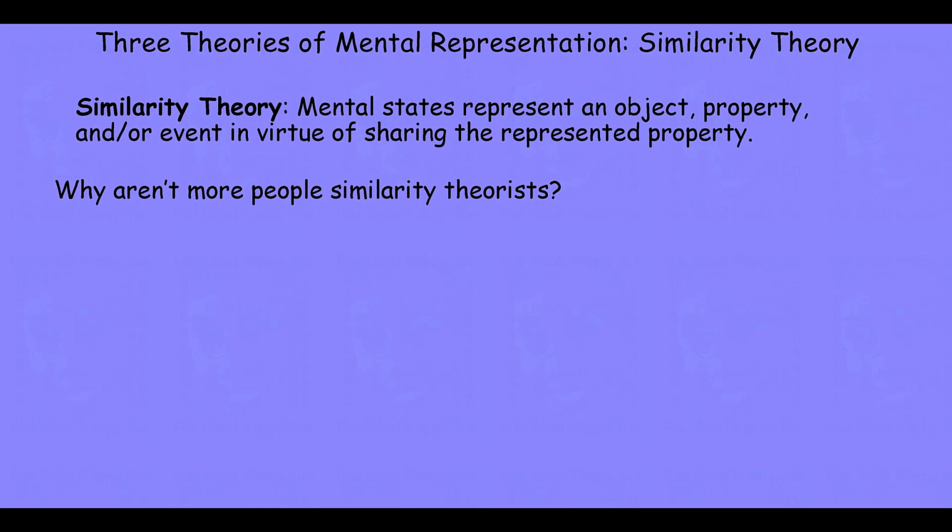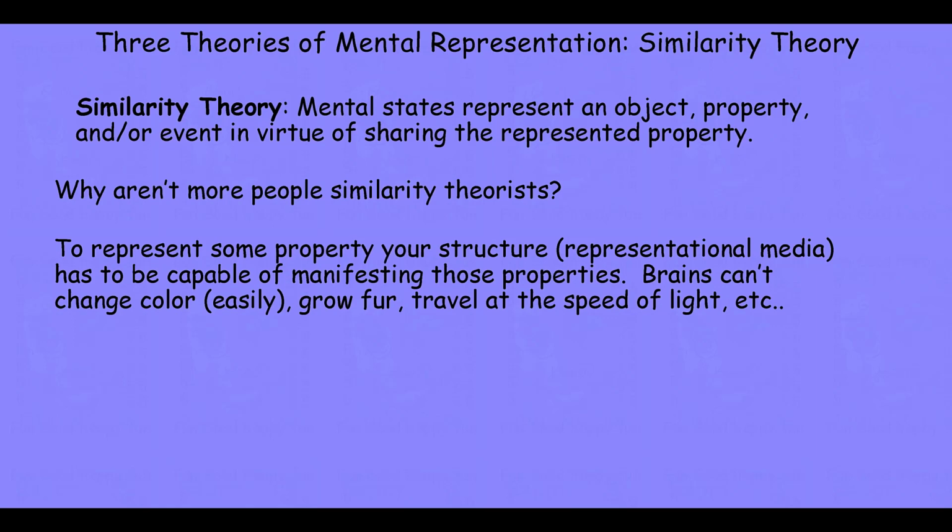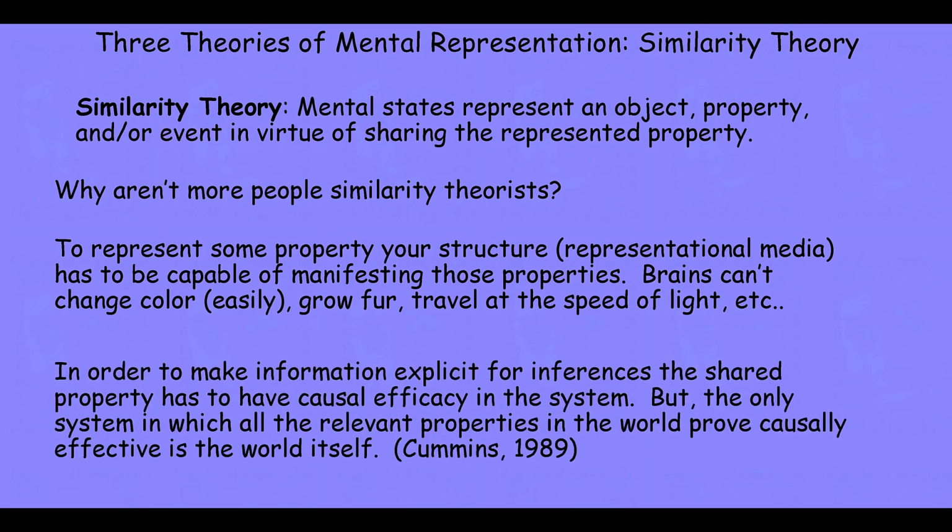However, there are a number of well-understood problems with similarity as a general account for representational content. To represent some property or structure, that representational media has to be capable of manifesting those properties. Brains can't change color easily, or grow fur, or travel at the speed of light, and so their ability to represent those things can't be dependent upon their capacity to adopt those properties. Likewise, in order to make information explicit for inferences, the shared property has to have causal efficacy in the system, but the only system in which all the relevant properties in the world prove causally effective is the world itself, really.